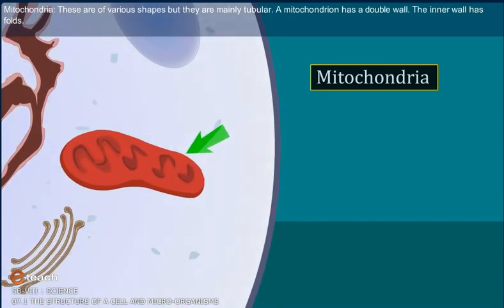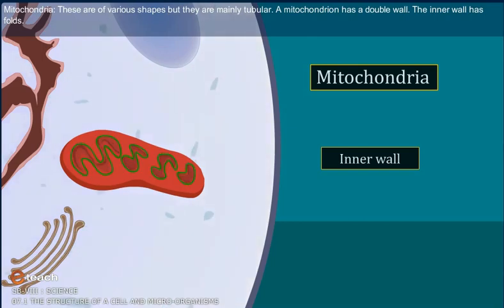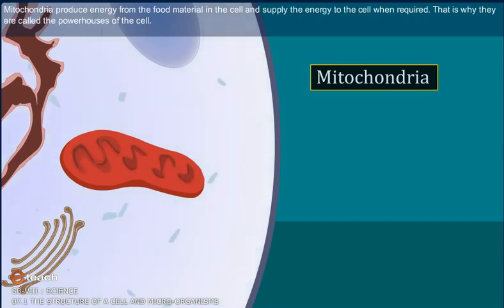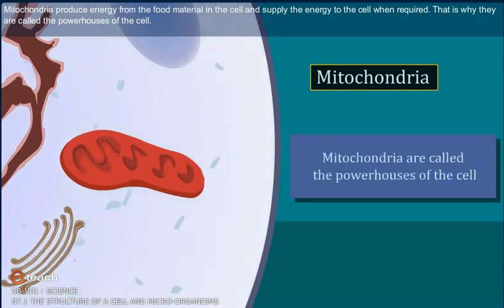Mitochondria. These are of various shapes, but they are mainly tubular. A mitochondrion has a double wall. The inner wall has folds. Mitochondria produce energy from the food material in the cell and supply the energy to the cell wherever it is required. That is why they are called the powerhouses of the cell.